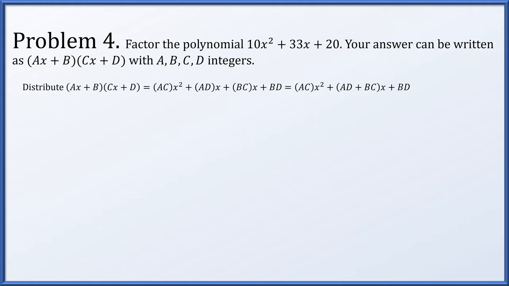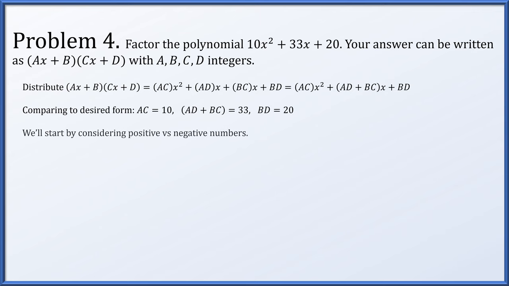Okay, so the first thing we're going to do, since we know the answer will eventually look like ax plus b times cx plus d, is just distribute out what we know the answer will look like. At the far right, we find that our x squared term will eventually have coefficient a times c, our linear term x will have coefficient ad plus bc, and our constant term will be bd. Now, if I compare that to what the polynomial should be equal to, our coefficient on our quadratic term, ac, should be equal to 10, the coefficient on our linear term, ad plus bc, should be 33, and the coefficient on our constant term, bd, should be 20.